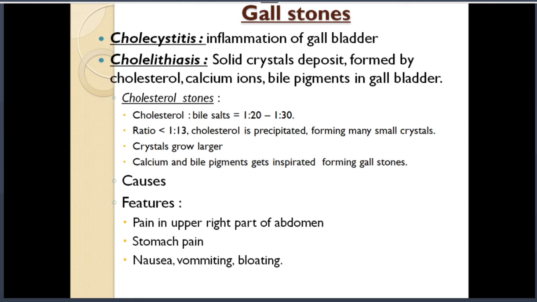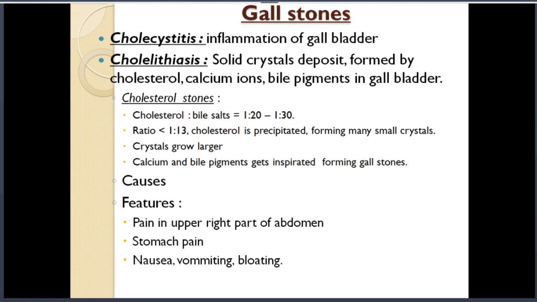Because bile salts content is decreasing, precipitation will happen easily, and as we also studied, in the concentration of bile, water and bile salts are getting reabsorbed more, so there is a relative increase in bile pigments, other organic molecules and calcium ion. So the concentration of bile pigment will increase, cholesterol concentration will increase, calcium ion concentration will increase in gallbladder bile.